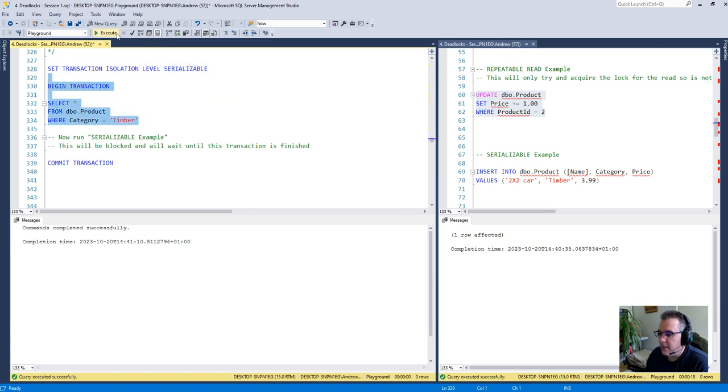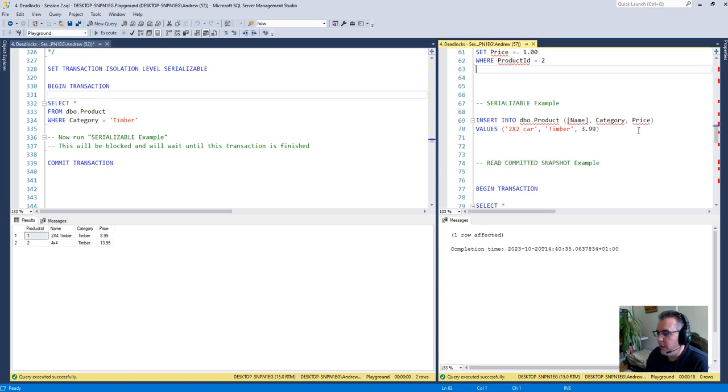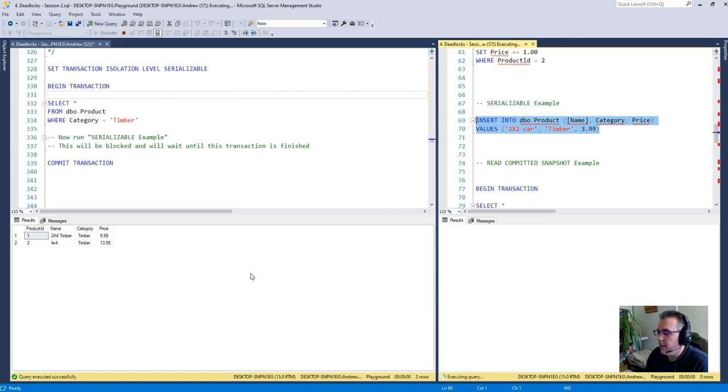We're just doing a select, get me all timber, which we've got. The transaction is open. We haven't finished yet. Let's try and insert a new one. But what happens is it just sits there because we've done it on category. So if we could insert one that wasn't timber, it would work, but it's actually locked it for that specific category as well. So it's created a transaction, and anything with a type of timber you won't be able to modify until the transaction completes.